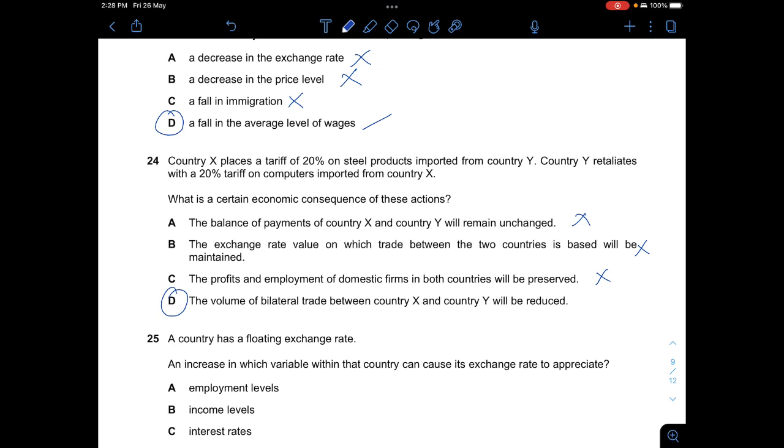The reason why the profit and employment of domestic firms in both countries will not be preserved is because the quantity has decreased, resulting in more unemployment. B says the exchange rate will be maintained, which is also wrong, because now your items are more expensive, so your exchange rate value will also not be maintained. And then your balance of payments will also change because of that increase in the tariff for both products.